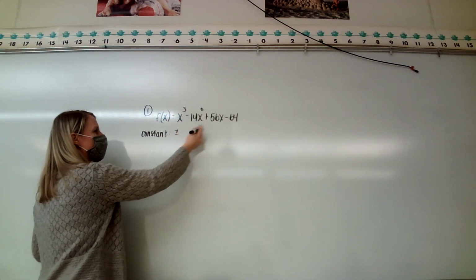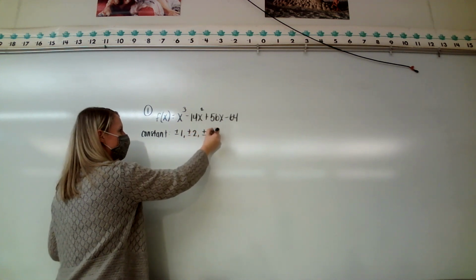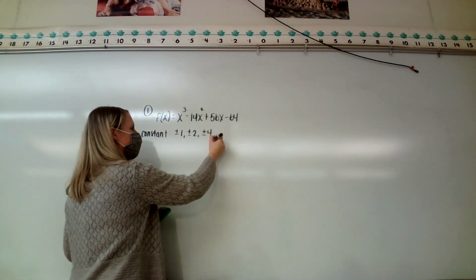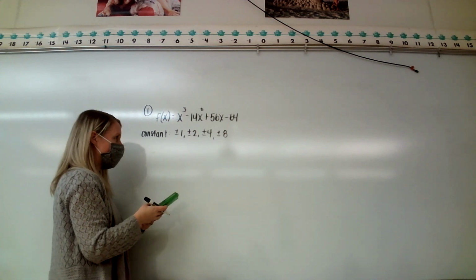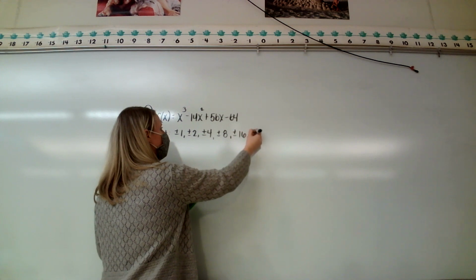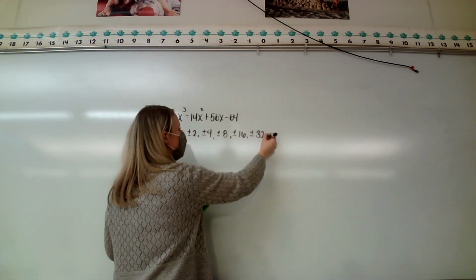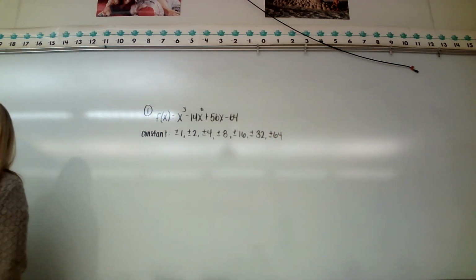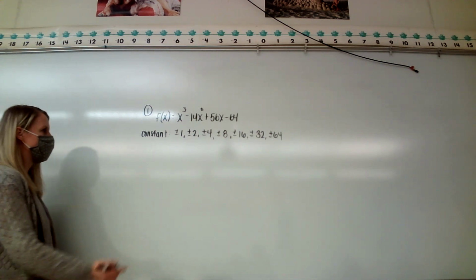So our constant, it would be plus or minus 1, plus or minus 2, plus or minus 4, plus or minus 8. I think that's it. Yeah, because then 64 is 8 times 8. And then plus or minus 16. 64 divided by 2, plus or minus 32, and then plus or minus 64. When I get to a problem with a larger number, I always get a little bit sad, but it is what it is.